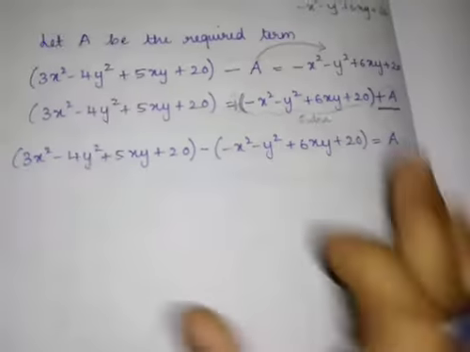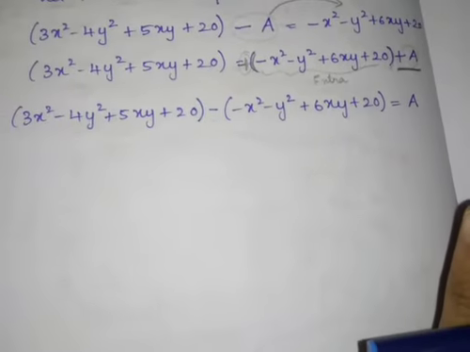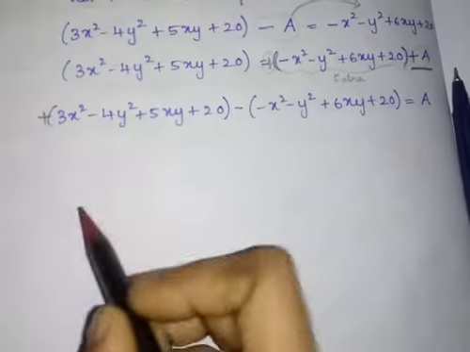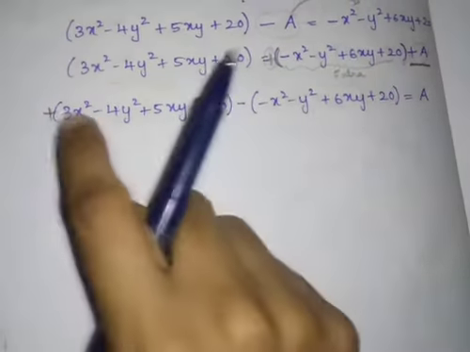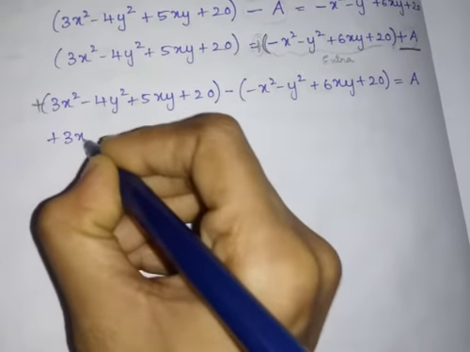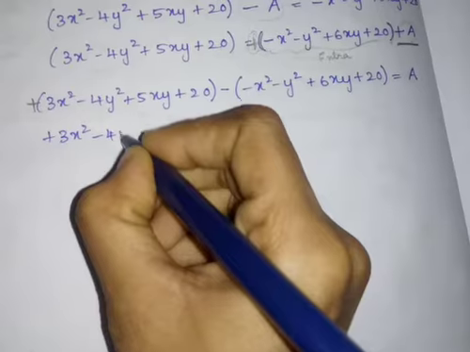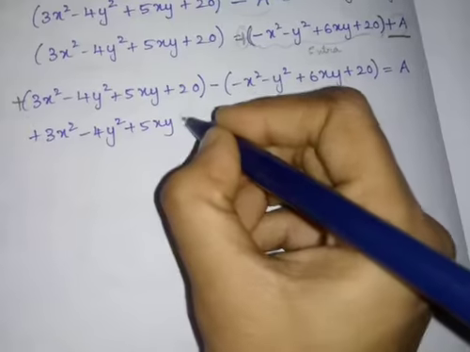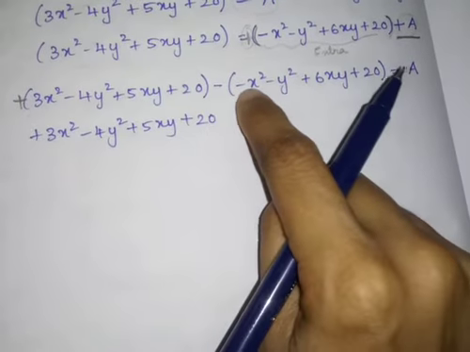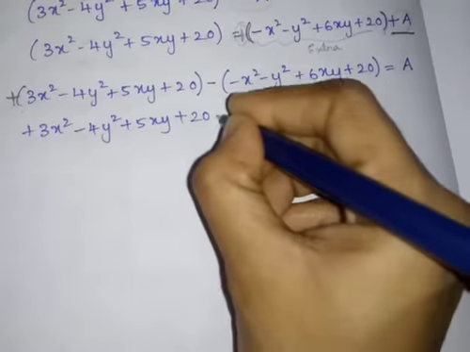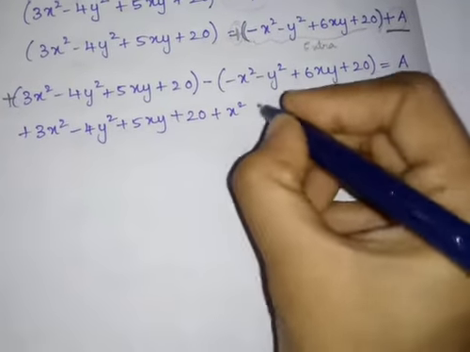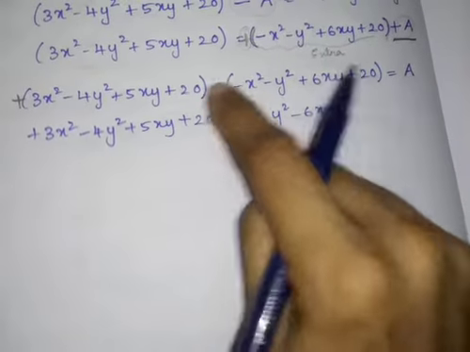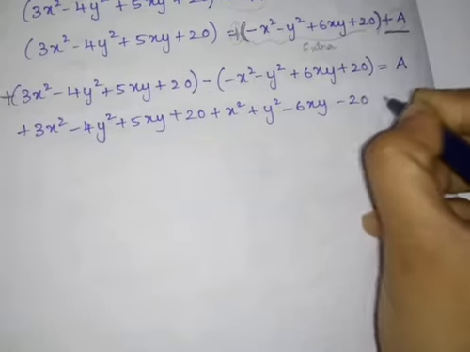So I just want to remove all the brackets. Okay. So first, if there is no sign in between here, I'll put it as plus, right? So plus into plus, plus 3x square, plus into minus, minus 4y square, plus into plus, plus 5xy, plus into plus, plus 20. Now, this minus is common for all these terms. Minus into minus, plus x square, minus into minus, plus y square, plus into minus, minus 6xy, minus into plus, minus 20 is equal to A.